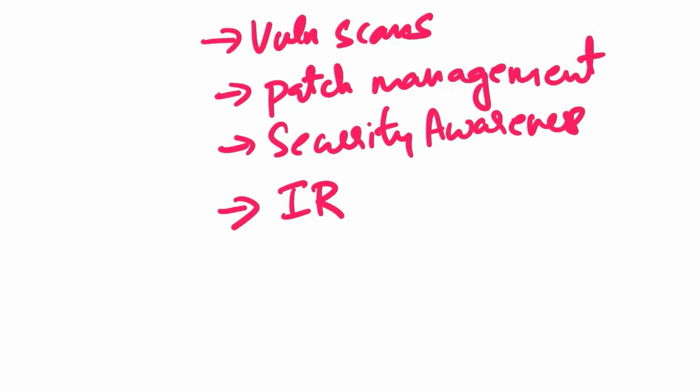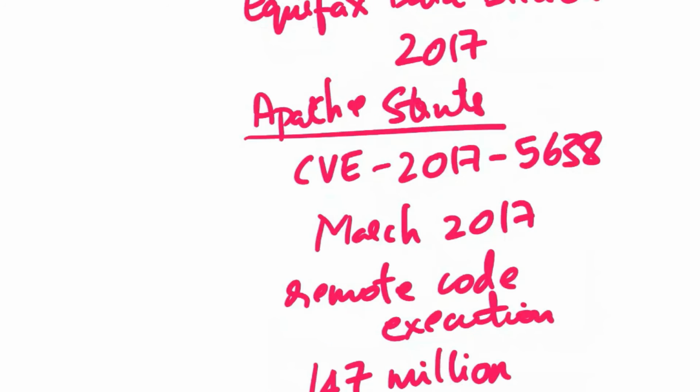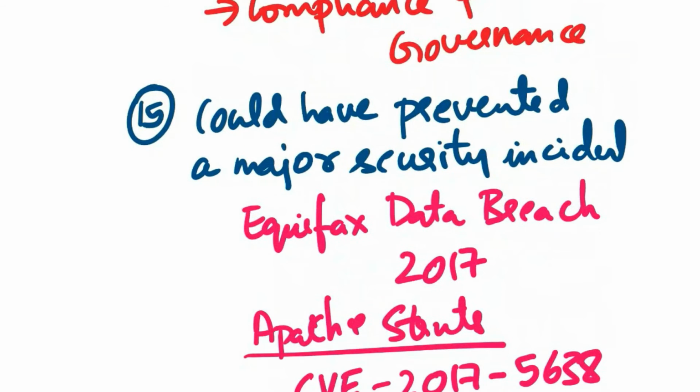So, the Equifax data breach serves as a real world example of how the absence of effective vulnerability management, including timely patching and security awareness, can lead to a major security incident with severe consequences for both the affected organization and the individuals whose data is compromised.